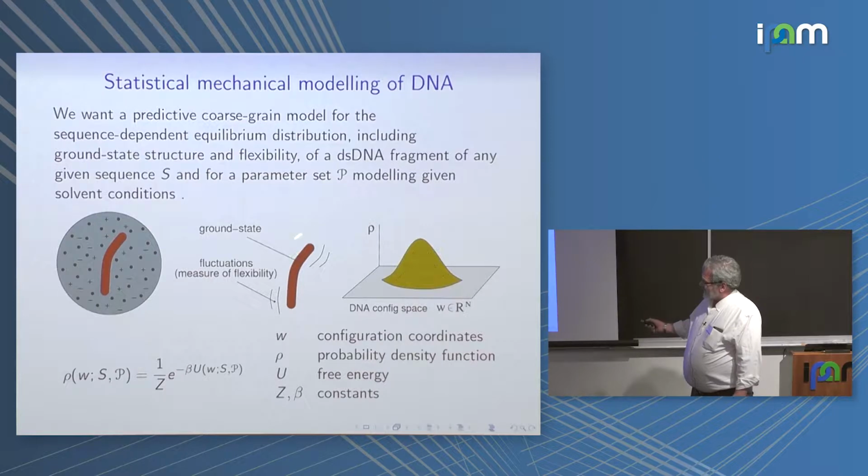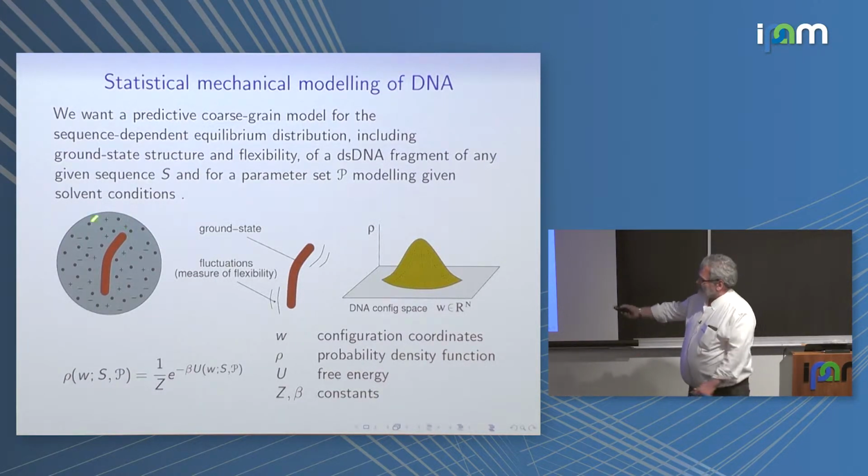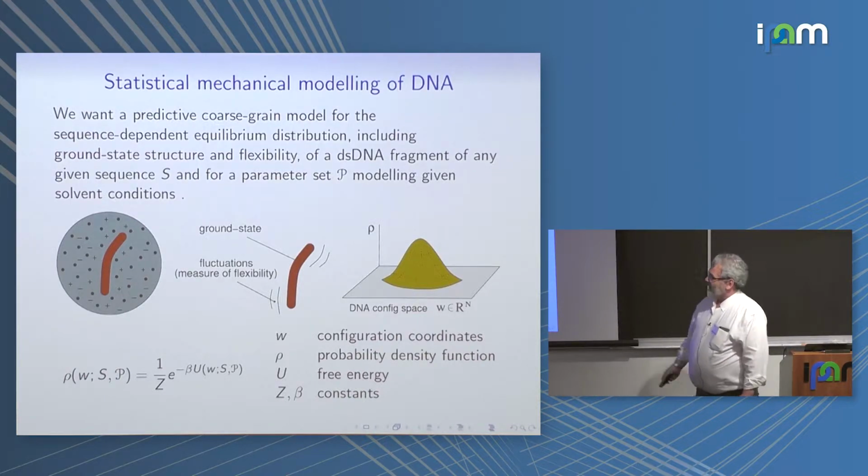So what's the goal? That red thing is a piece of DNA, and it's wiggling around, and it's being battered by a solvent. What we want is an equilibrium probability distribution for the most likely state, which we call the ground state, and then the fluctuations, a measure of flexibility of this DNA as it's wiggling. That PDF should certainly depend upon the sequence along the DNA, and it should also depend upon this P, which is our parameter set.